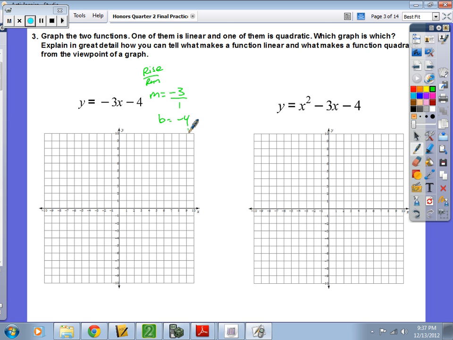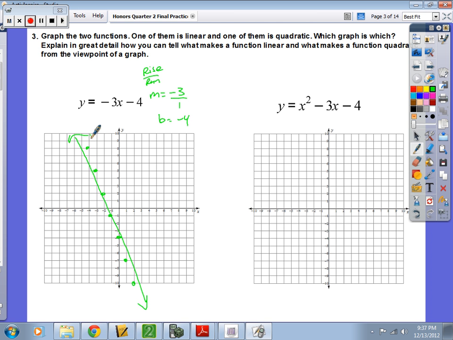That's your first dot. So I'm going to go down 4, and then use your rise over your run. You're going to go down 3, right 1 to get a dot, down 3, right 1 to get a dot. Or you're going to go up 3, left 1, up 3, left 1. And if you connect all the dots, you're going to have a straight line. So a linear graph will always be straight. It's going to go forever in both directions and looks somewhat similar to that.